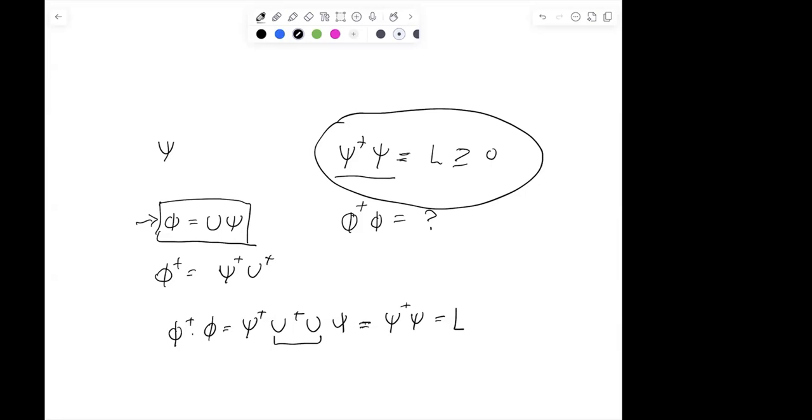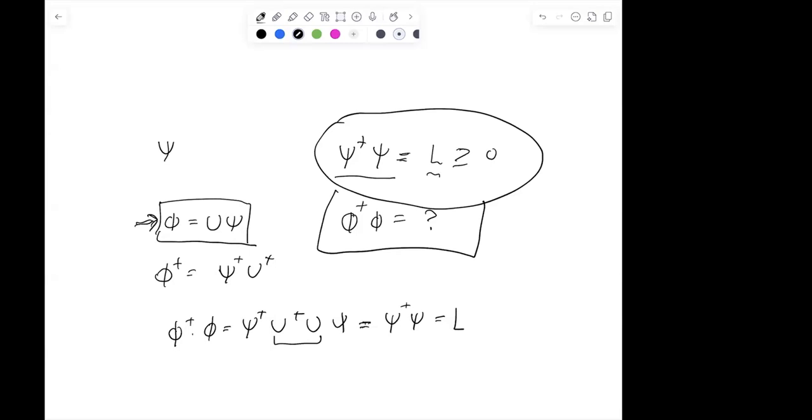In other words, what I want to know now is what is the length of the new vector. The old vector length was L, but now it's changed because I changed the vector to phi. I multiplied it by a matrix. And you remember that when we multiply a vector by a matrix, we get a new vector. So let's see what happens. So we know that phi is equal to the unitary matrix times psi.